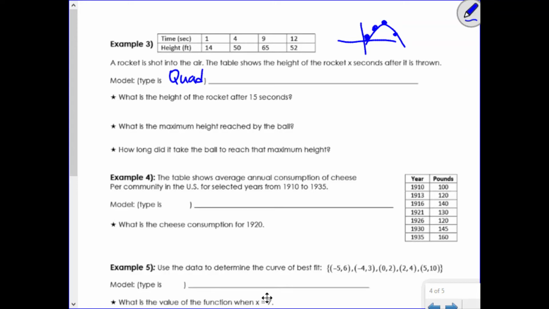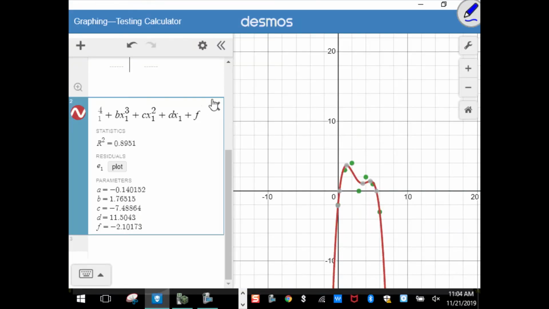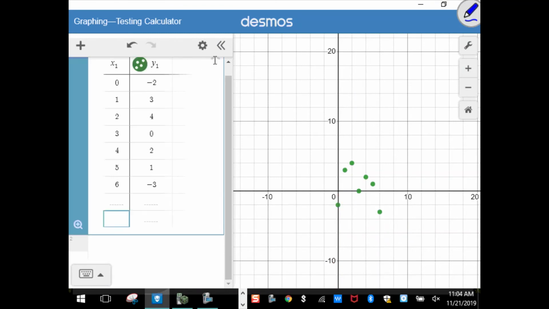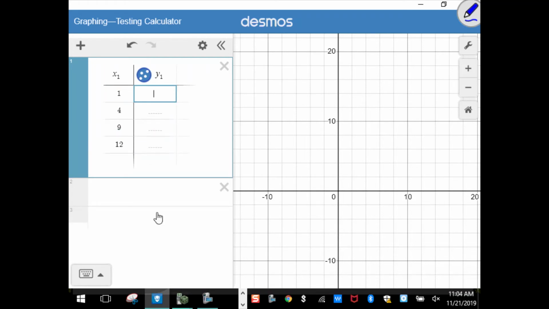If you are using your handheld calculator, you go stat edit, type in all of your points, then stat calc, option 5 for quadratic. However, if you are using Desmos, type in all the points. We have 1, 4, 9, and 12, and then we have 14, 50, 55, and 52.